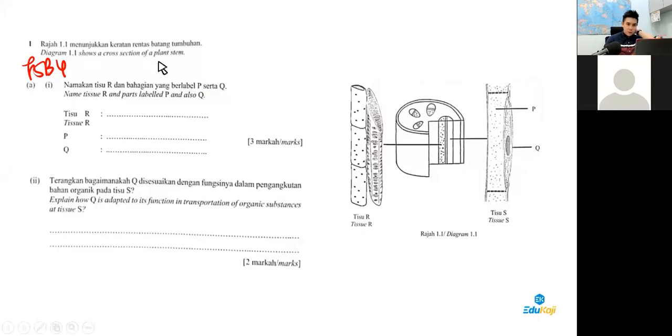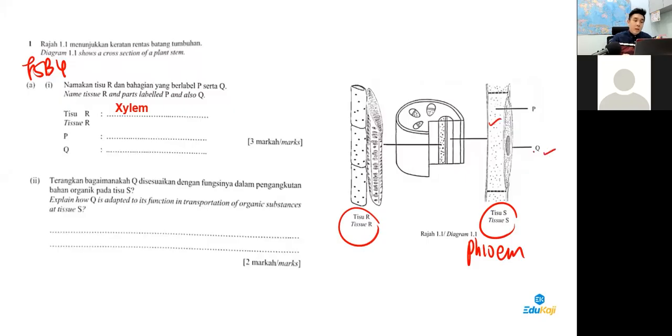Tissue R is actually xylem, while tissue S is obviously phloem. But we need to label these two specifically. You can write sieve tube and companion cell. Even if you write sieve tube element, it's perfectly fine. And in chapter 4, we learn how they are adapted to their function, meaning how efficient they are in carrying out that specific function.